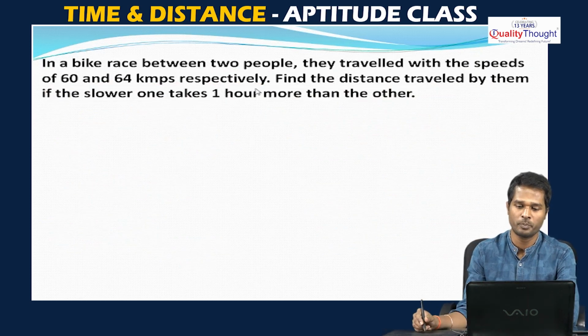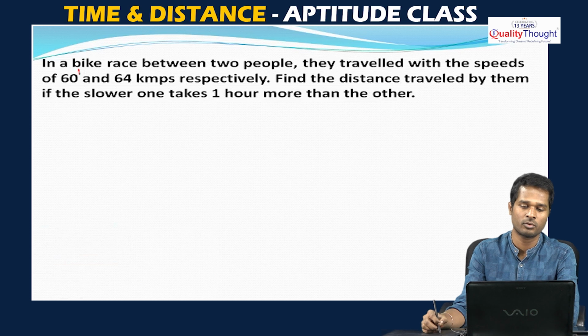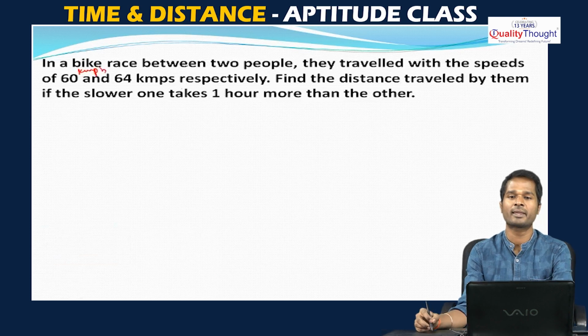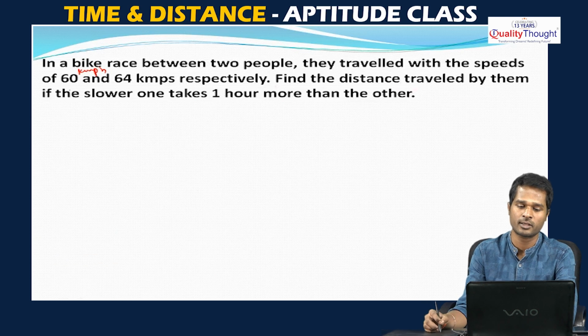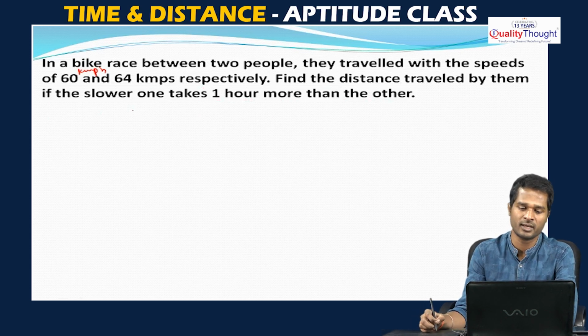In a bike race between two people, they traveled with the speeds of 60 kilometers per hour and 64 kilometers per hour respectively. Find the distance traveled by them if the slower one takes 1 hour more than the other. That means if they started their bike race from one place to another place, what is this distance traveled? That's it. We need to find this distance.